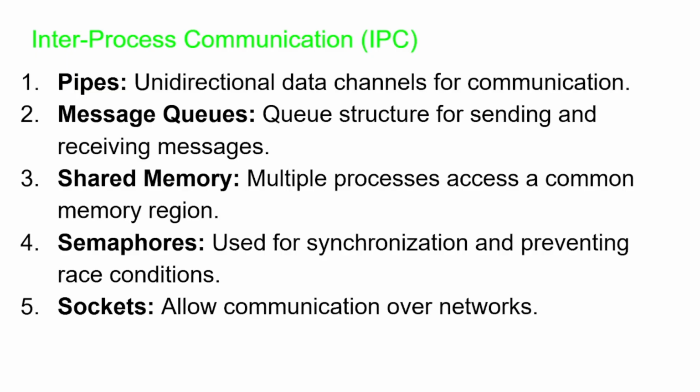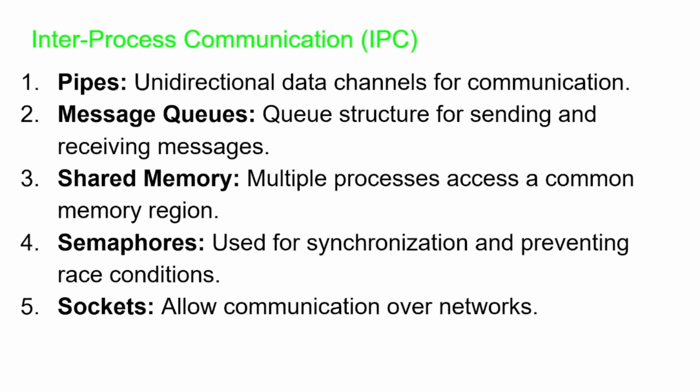The next topic is inter-process communication, IPC. Processes often need to communicate and share data. The OS provides a mechanism called inter-process communication, that is IPC. The IPC mechanisms include pipes, message queues, shared memory, semaphores, and sockets. A pipe is a unidirectional data channel for communication.